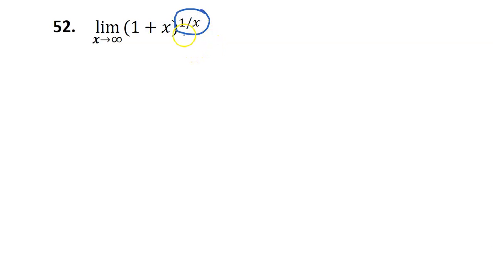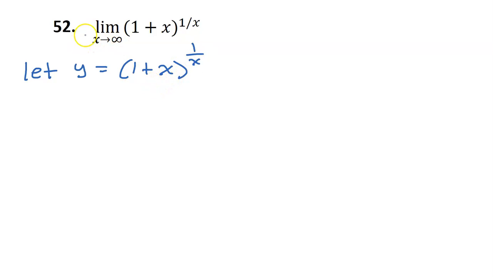For number 52, I'm noticing that we once again have this variable in the exponent. To fix this, we will need to introduce natural logs into the limit. But first, let's let y equal all of this stuff right here. So y will equal 1 plus x to the 1 over x power. That means the original problem can be thought of as the limit as x approaches infinity of y. That's all. Doesn't that make it seem easier?